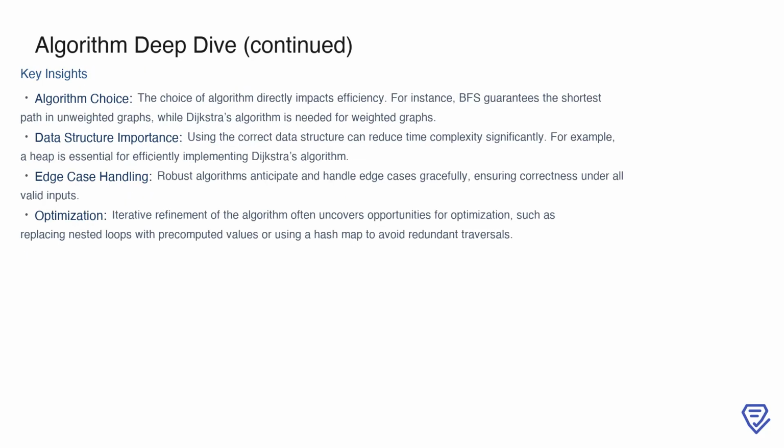Key insights emerge when analyzing algorithms in depth. First, the choice of algorithm is critical to efficiency. For example, while BFS is ideal for finding the shortest path in unweighted graphs, Dijkstra's algorithm is necessary when edge weights are involved. Second, the importance of using the correct data structure cannot be overstated. Efficient data structures, such as heaps in Dijkstra's algorithm, can drastically reduce time complexity.